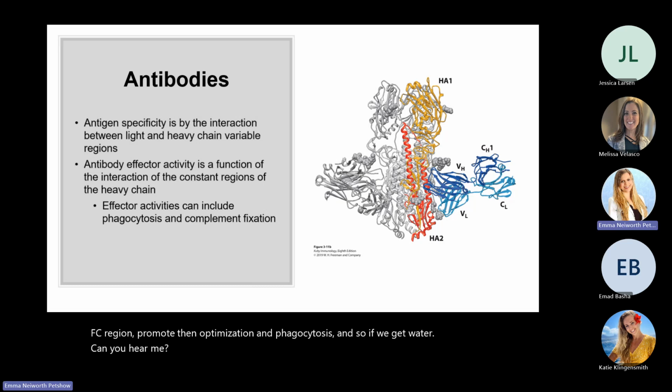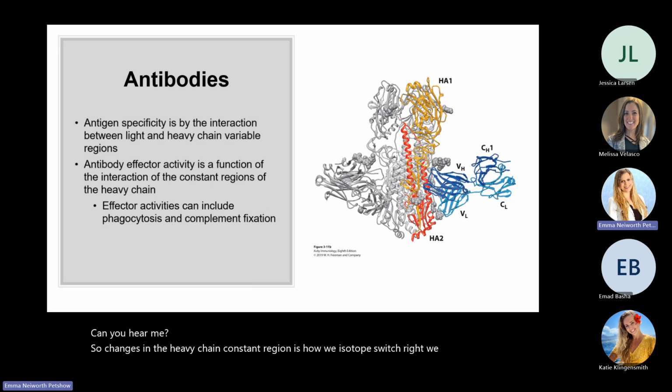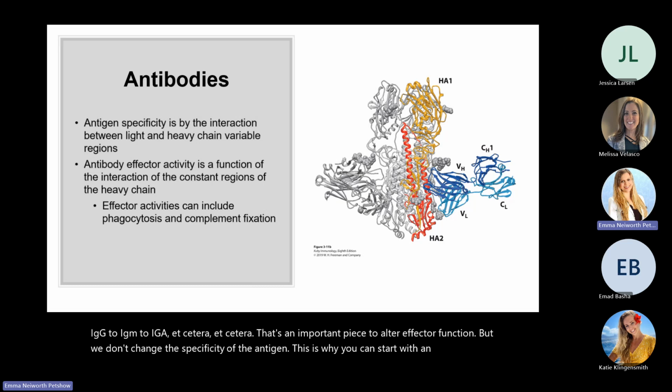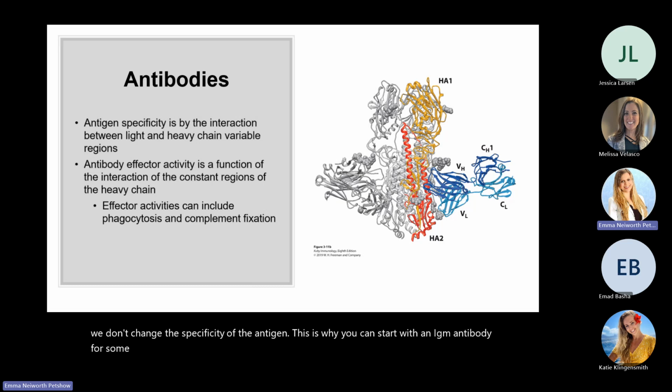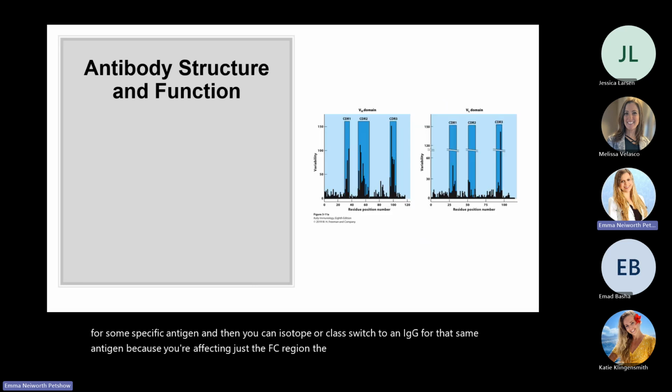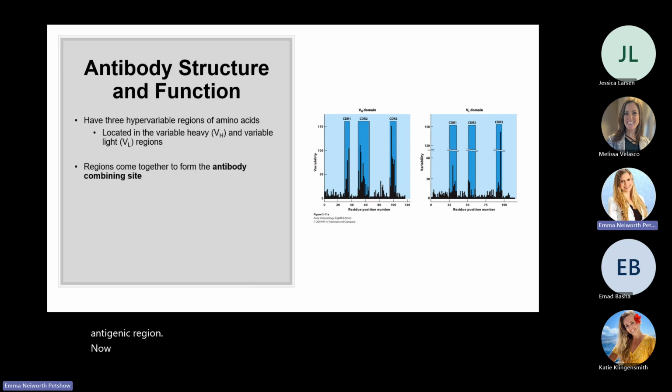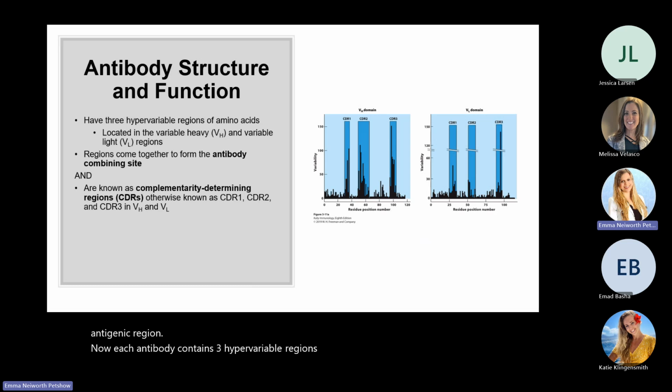So changes in the heavy chain constant region is how we isotype switch, right? We go from IgG to IgM to IgA, et cetera, et cetera. That's an important piece to alter effector function, but we don't change the specificity of the antigen. So this is why you can start with an IgM antibody for some specific antigen, and then you can isotype or class switch to an IgG for that same antigen, because you're affecting just the Fc region, you're not affecting the antigenic region.